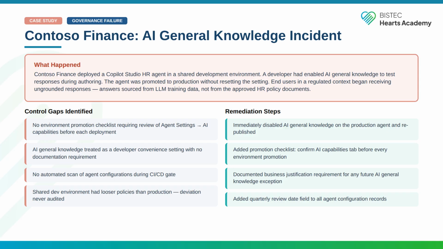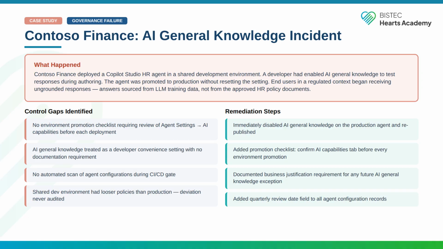Timing: 12 minutes. Facilitation tip. After reading the scenario, pause before revealing the control gap column. Ask participants to identify the gaps themselves. This works as a 1-minute group callout or individual think time. The goal is to transfer the analytical pattern, not just to relay the facts.